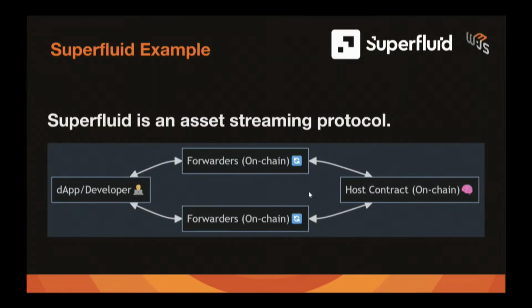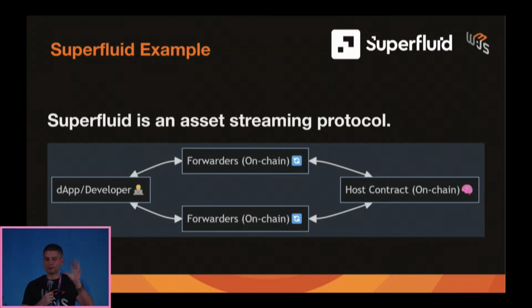Superfluid example. For those who don't know, Superfluid is an asset streaming protocol that allows you to do real-time crypto transfers, and this is used by DAOs, games, DeFis, and Web3 businesses. Superfluid is much more complex than this, but here is a really easy way to understand it.